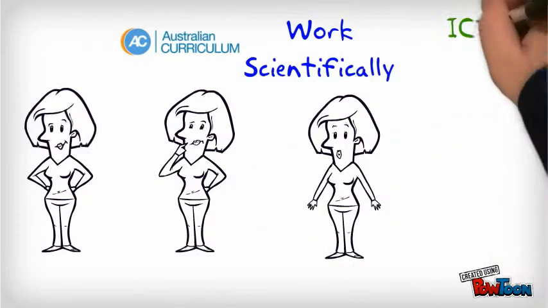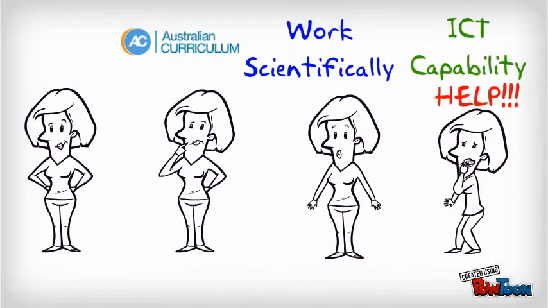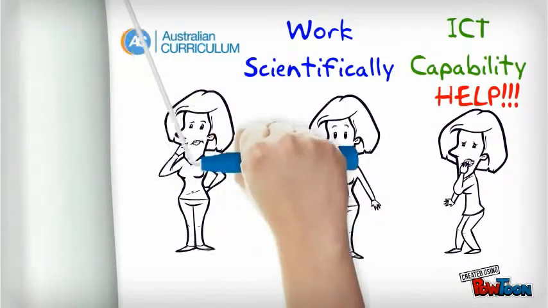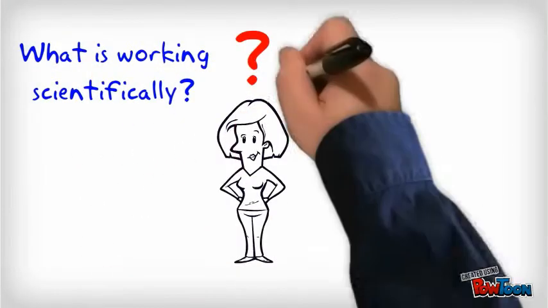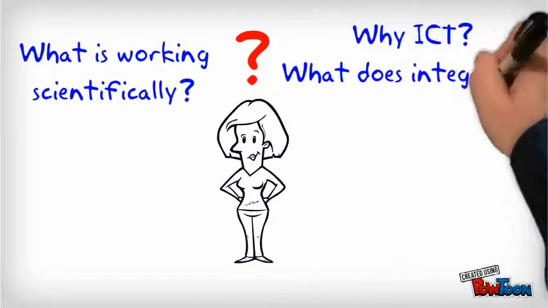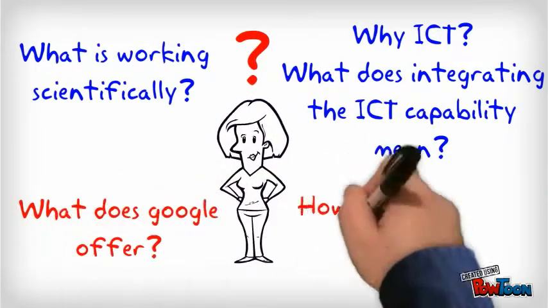I need to embed an ICT general capability. Help! Okay, to do this I need to answer some questions. What is working scientifically? Why should students use ICT in science, and what does integrating the ICT capability mean? What does Google offer, and how do I put these all together?